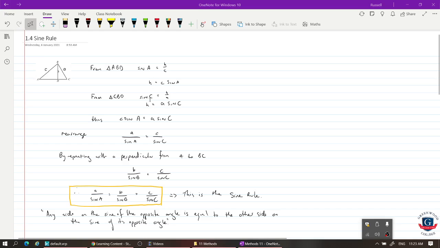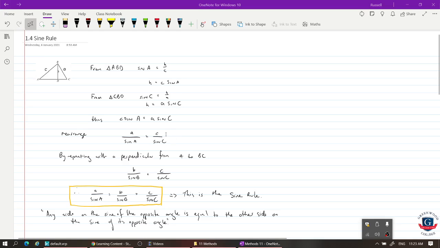Now, since we have h in both equations, we're going to equate them together. So c sine A will equal a sine c. Rearranging this equation by dividing both sides by c and then dividing both by a, we will end up with, sorry, that's not correct. Dividing both sides by sine A and dividing both sides by sine c, we'll end up with a divided by sine A equals c divided by sine c.